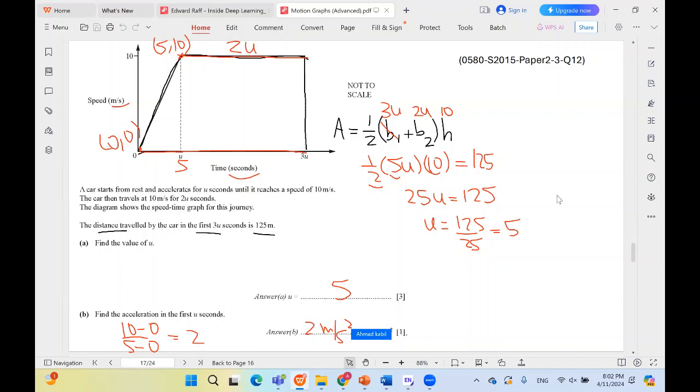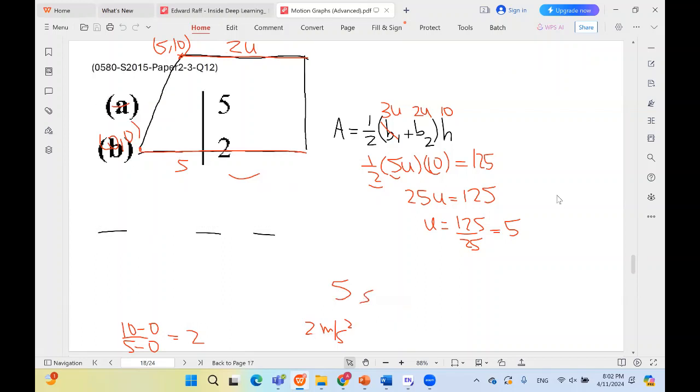And of course, 5 here, we can write seconds as a unit next to it as well. So 5 and 2 are the correct answers here.